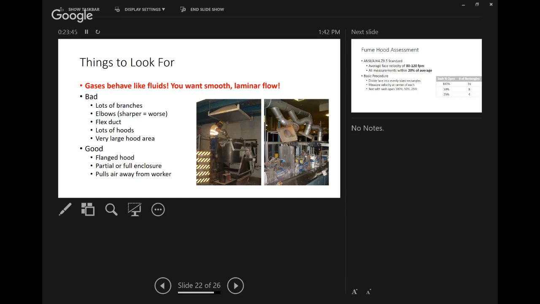In closing the process, you want to pull air away from the worker. You can see this one is just pulling it to his face. That's bad.